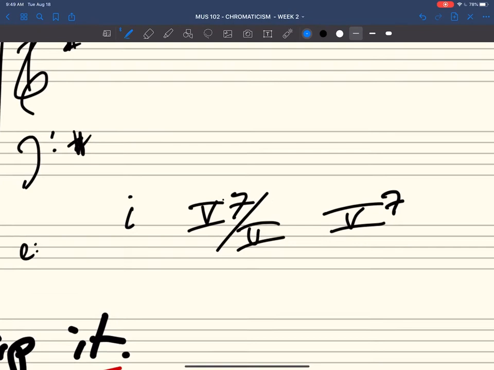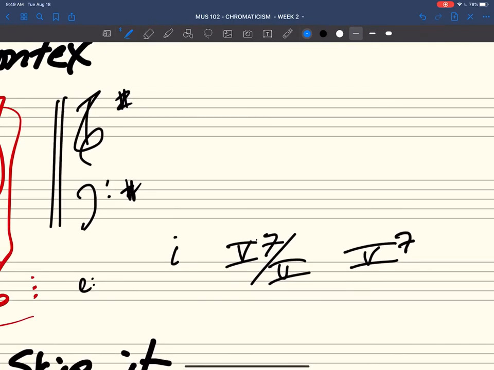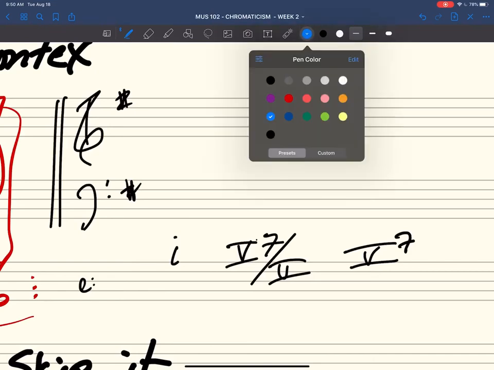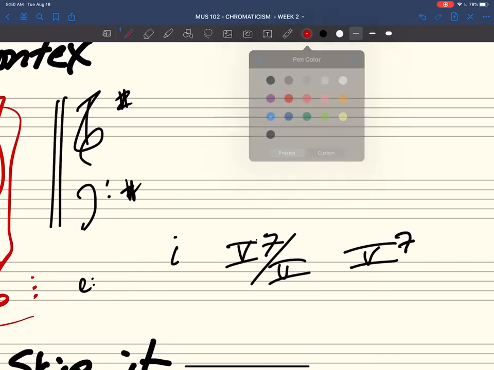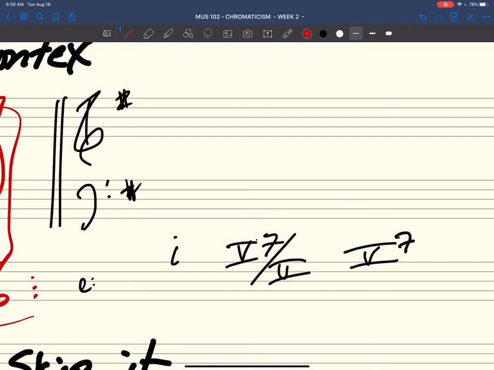Cool. Let's try one more. We'll try this in a minor key. Again, minor keys are not harder, they're just tricky because of the way our key signatures work. So you're often going to end up with more accidentals on your chromaticism. So don't freak out. Just know that's part of the deal with dealing with them.